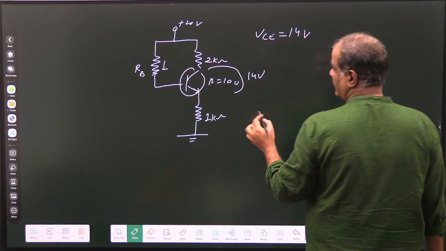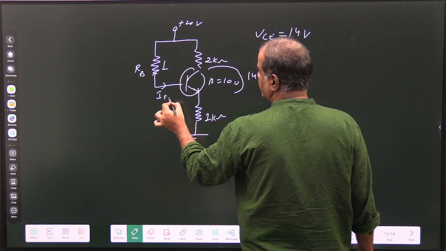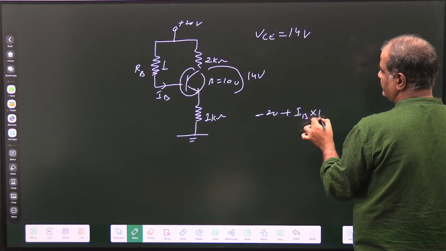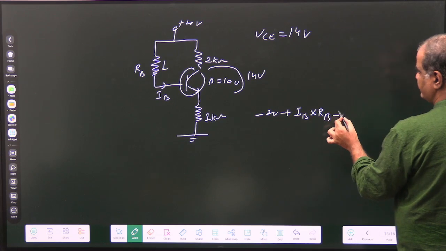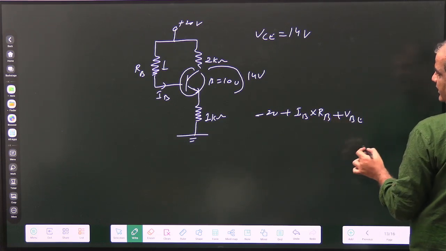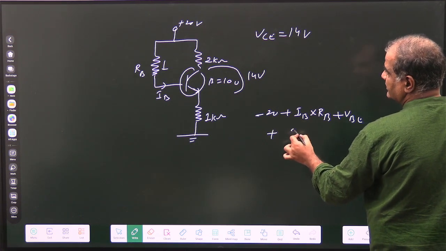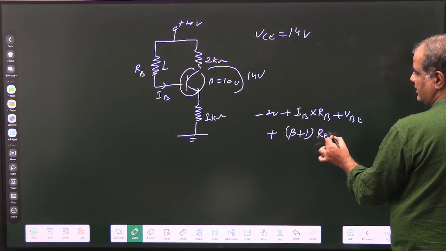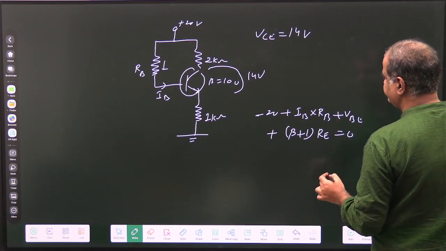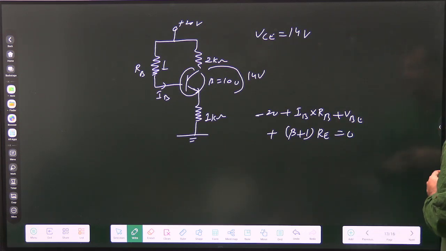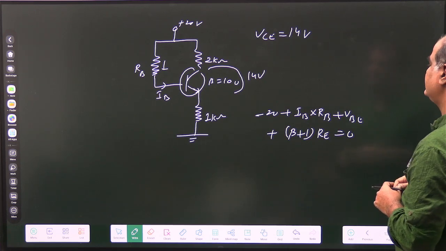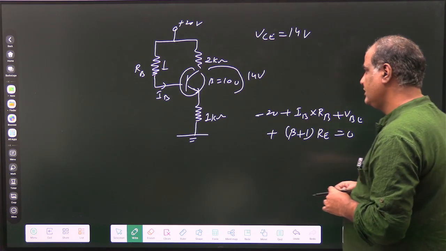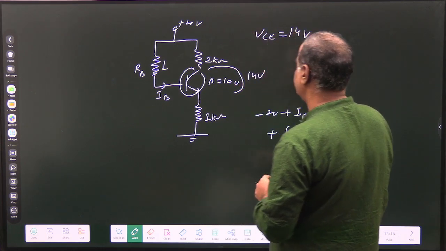So here current IB is coming here. So minus 20 plus IB into RB plus VB, then plus beta plus 1 RE equals to 0. Now tell me how to do it. VC is given, and what else is given? IC is equal to RE. So how will you do it, tell me? VC is 14 volt.